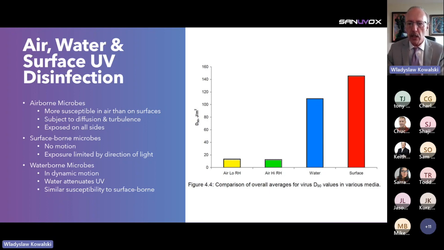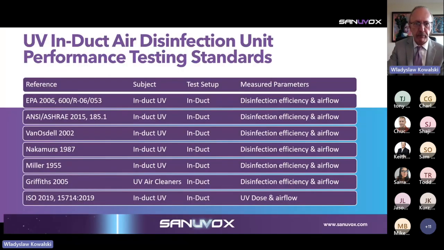It can produce high reductions of microbes in air, particularly viruses, as opposed to water or surfaces. This is true for viruses. Both low and high RH don't make a difference. This is not true for bacteria, where the relative humidity makes a difference.